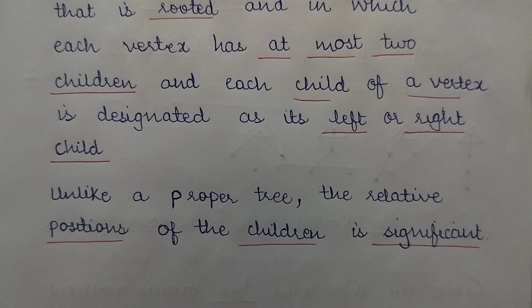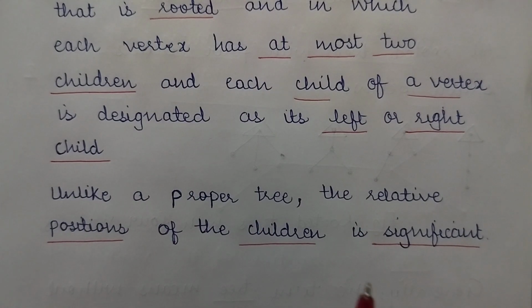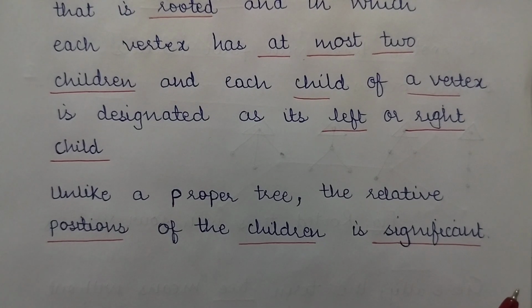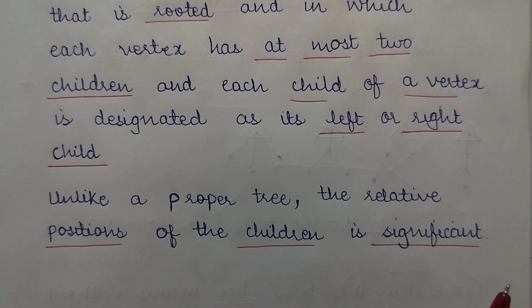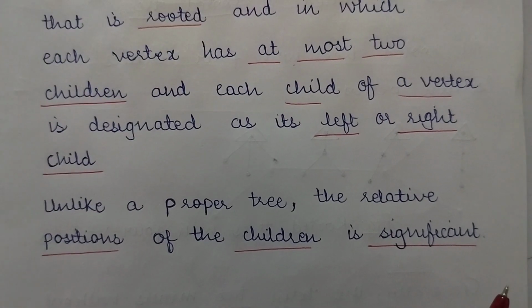Like in a general tree, the position of the children is not significant, but here the position of the children, which is usually signified as either left child or right child, that is significant. So position is very important here. If it is on the left, it is called the left child of the vertex. If it is on the right, it is called the right child of the vertex.